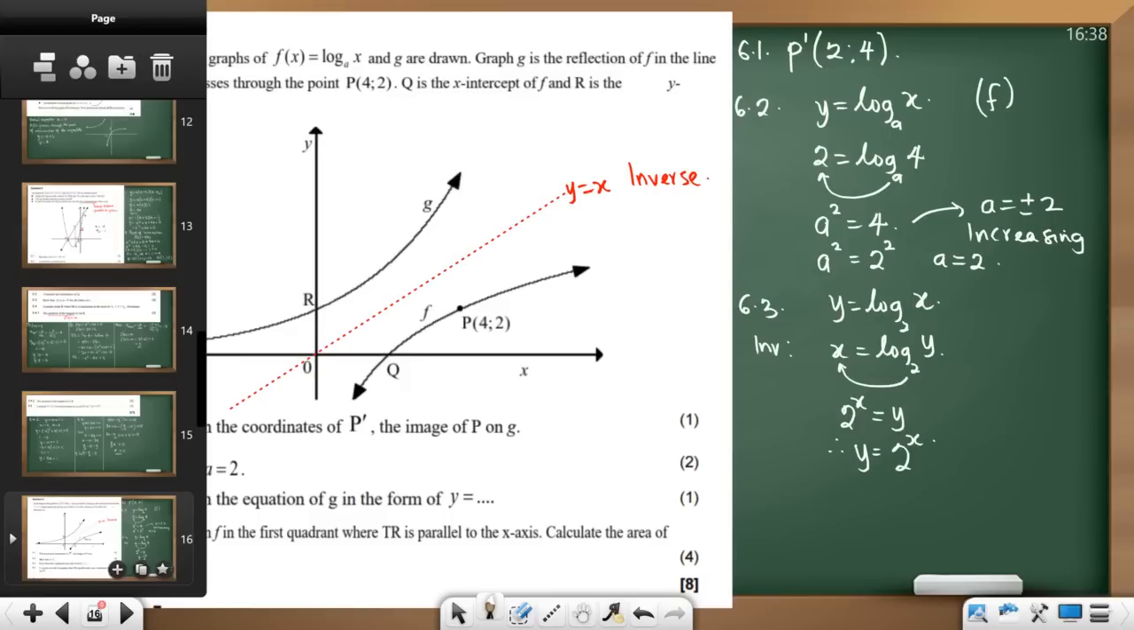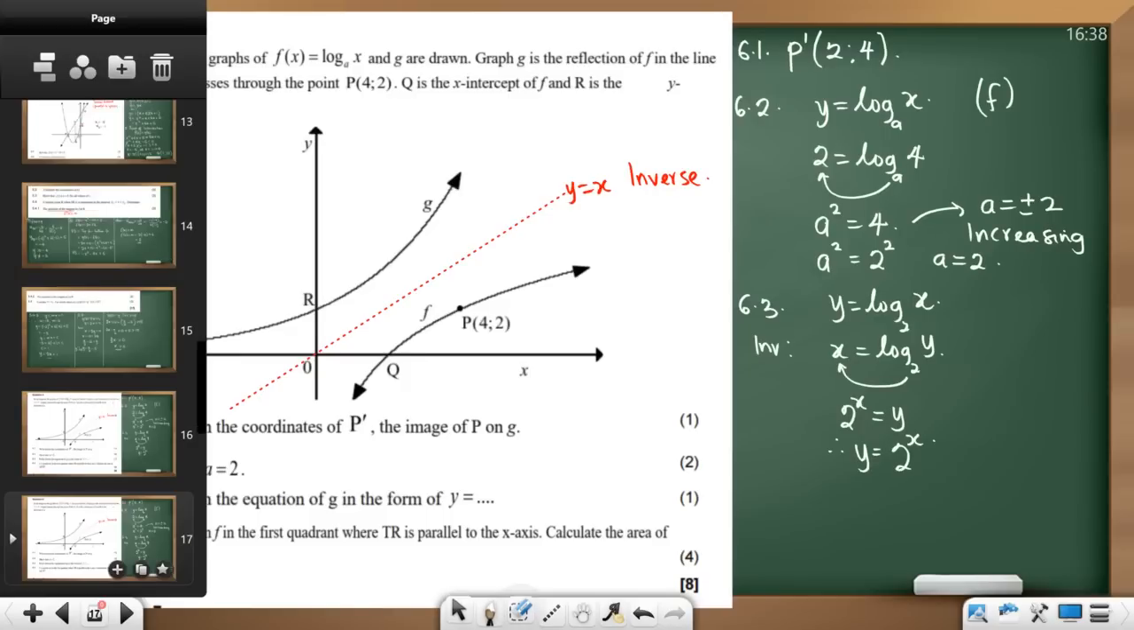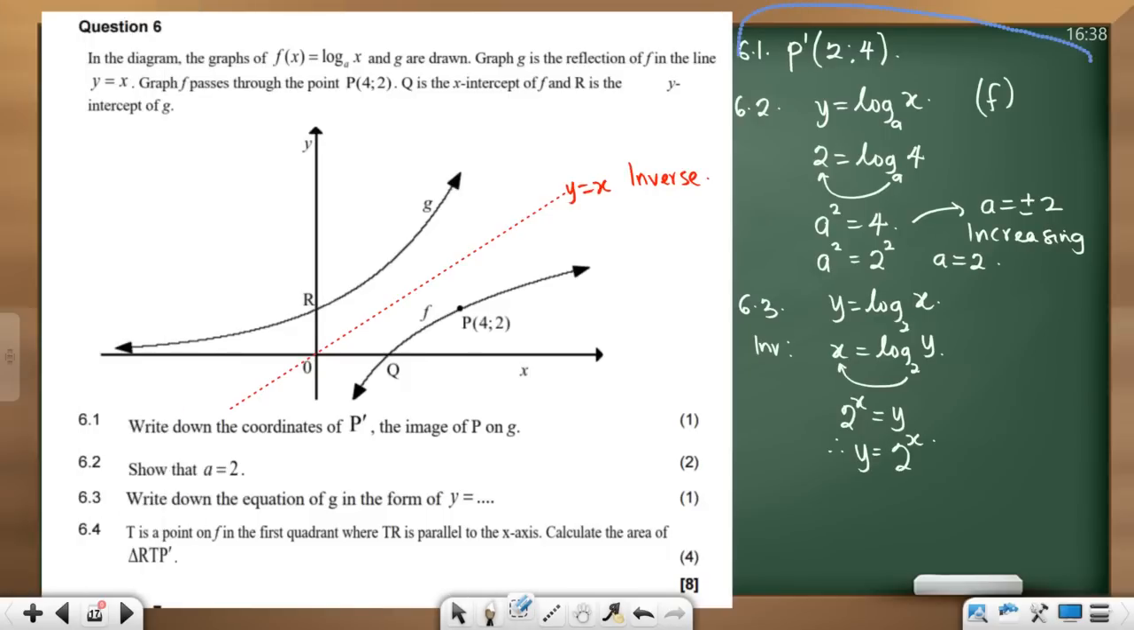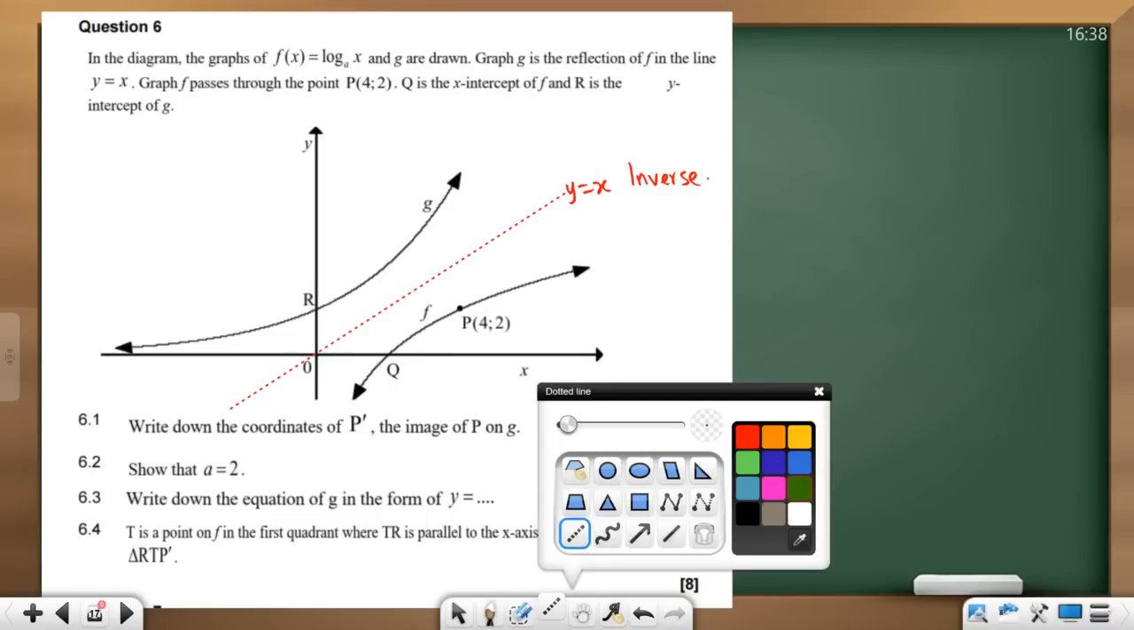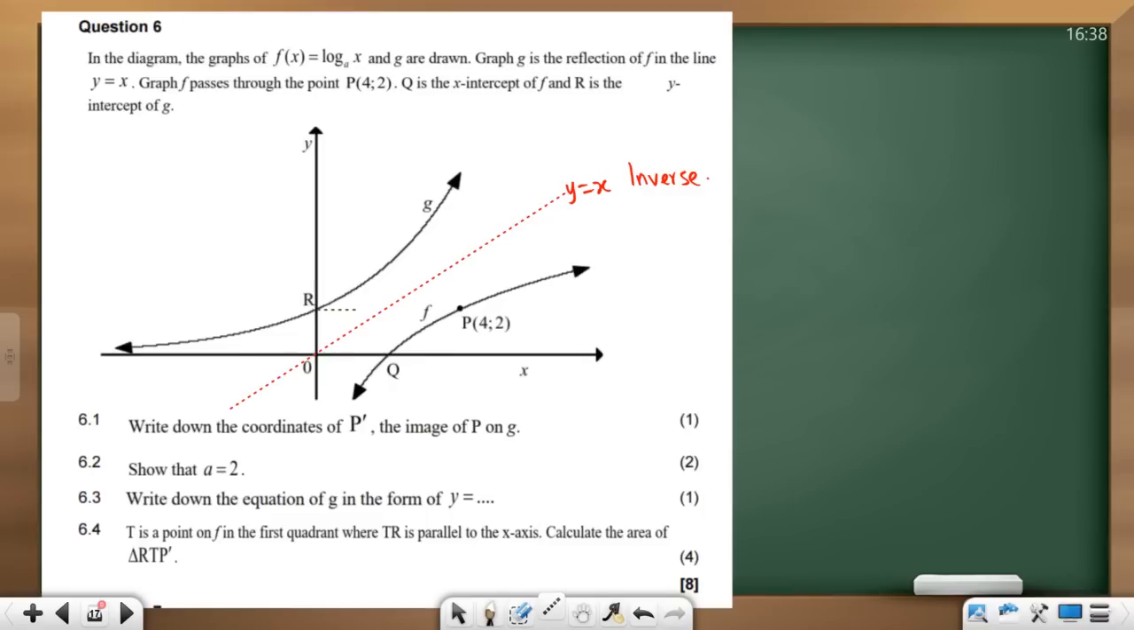6.4. Let me reproduce this, and we have a fresh page for 6.4. T is a point on f in the first quadrant where TR is parallel to the x-axis. Let's try to make sense of the whole thing. TR is parallel, so let's draw that. We're just drawing a graph. TR is parallel to that.